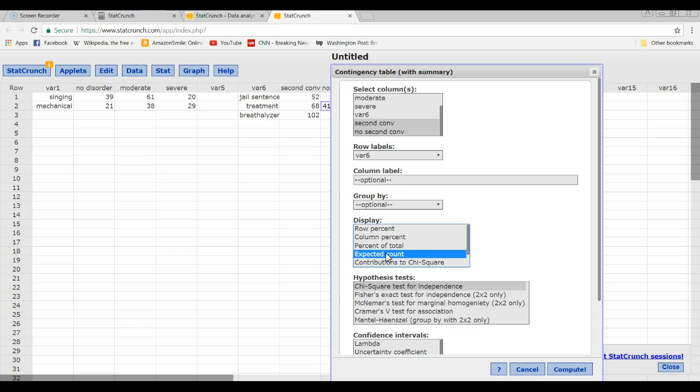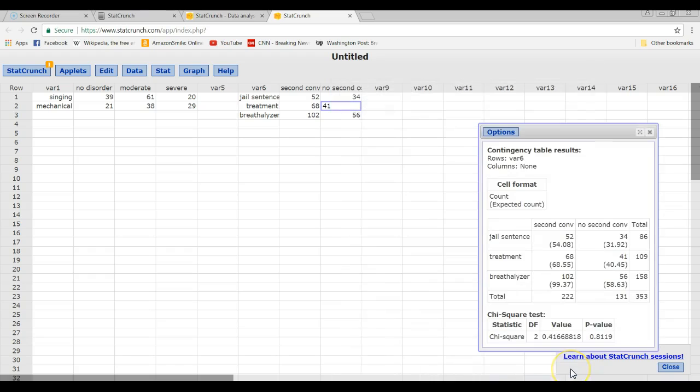Let's look at the expected count as well, just so we can take a look. And we want to run the chi-square test for independence. All right, so here our test statistic is 0.4167. Our p-value is 0.8119.